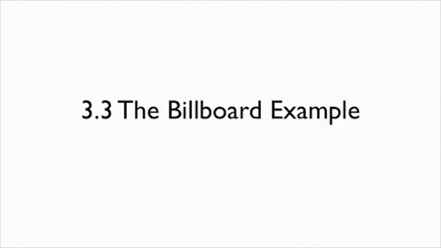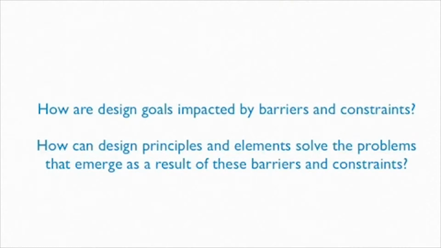In this video, we're going to take a look at how the example of a billboard can explore the relationship between design goals, design barriers, and the elements and principles of visual design. This video is intended to complement 3.1, and if you have not watched that video yet, please make sure you watch that first. The key focus here is to explore how design goals are impacted by barriers and constraints within the design process, and secondarily, how design principles and elements can be used to solve these problems when they come up.